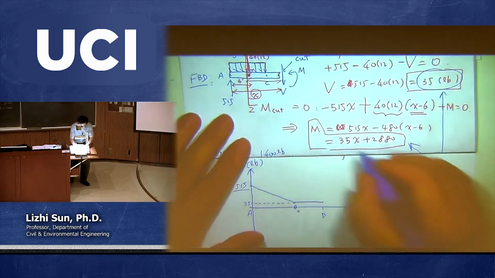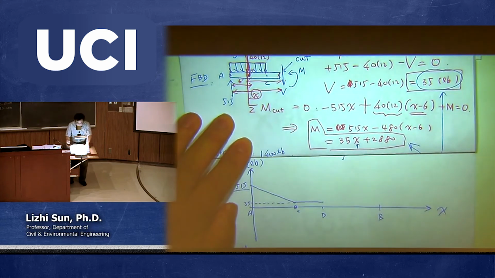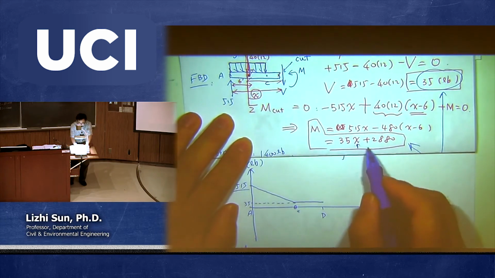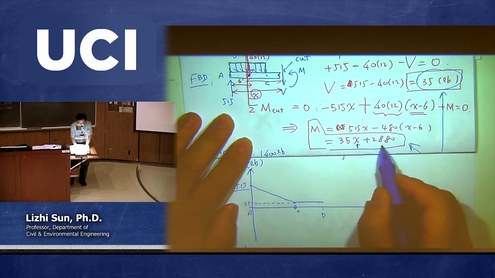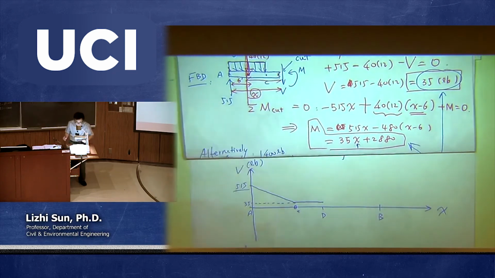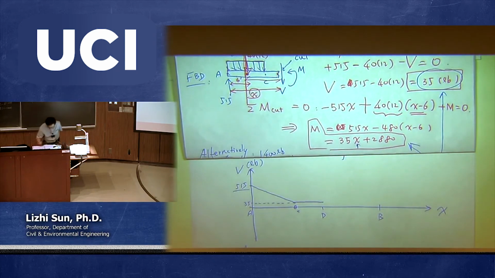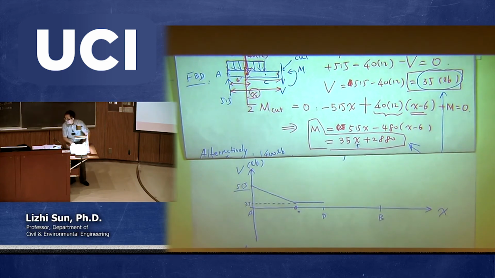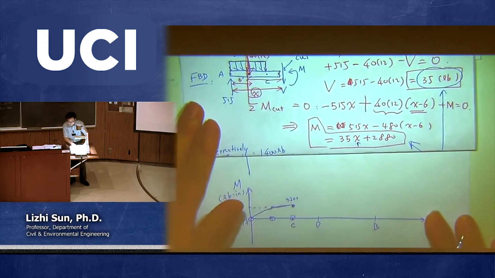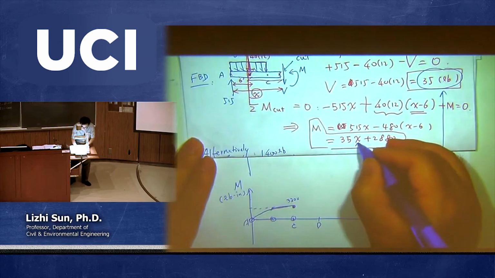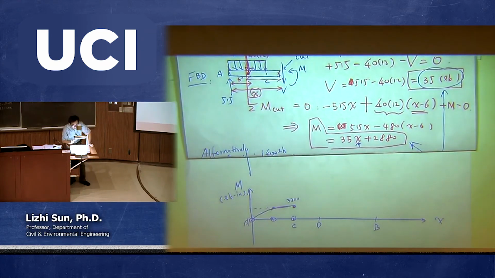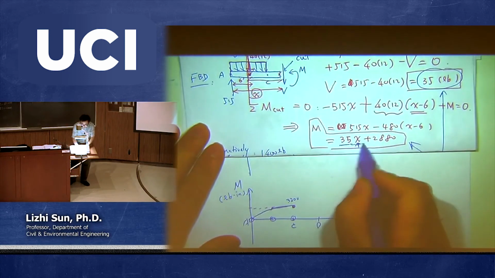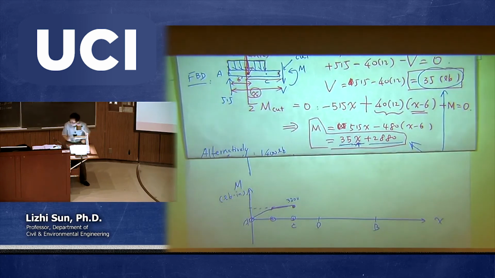So first of all, for x equal to 12, 35 times 12 plus 2880, what's that? I think that's 3300. So that's still this point. And now you are having x equal to point D. So x equal to point D, that means 18. So 35 times 18 plus 2880, that's going to be a bigger number. That's 3510.